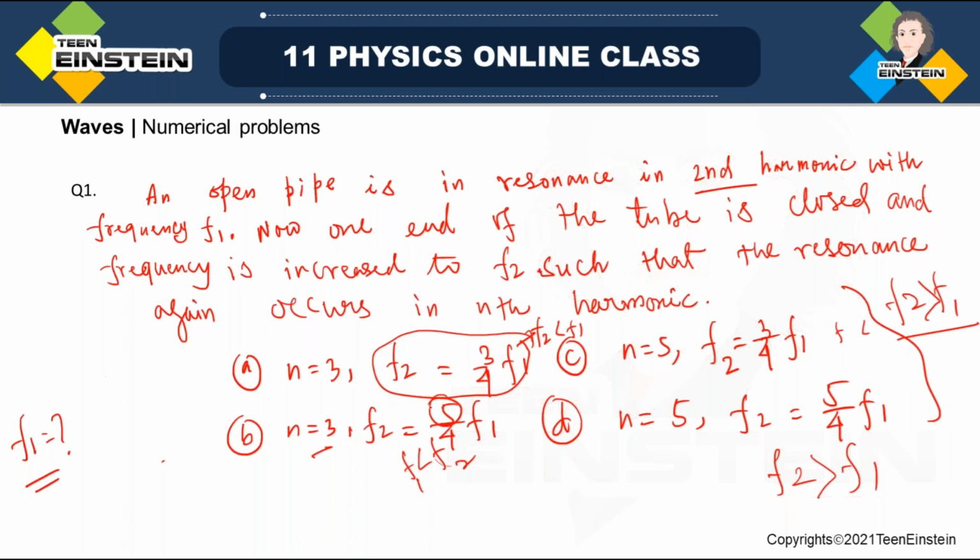So n is equal to 3 will not give you the 5 over here. That's why this is not true. N is equal to 5 also will not give you 3 over here. This is also not true. Here n is equal to 3 would give the numerator 3, but one problem is that f2 cannot be less than f1. So the fourth option is the feasible option. So this is how you have to actually check sometime.